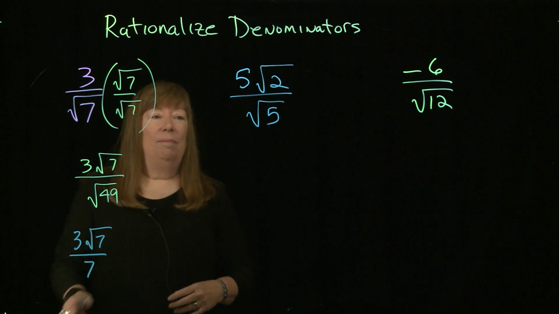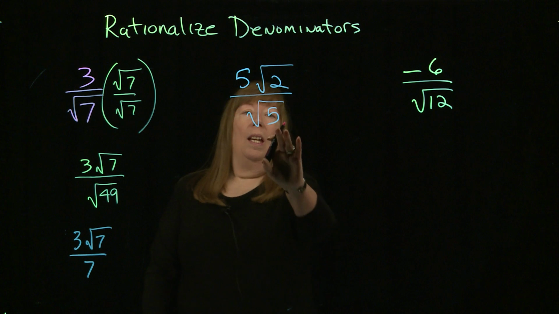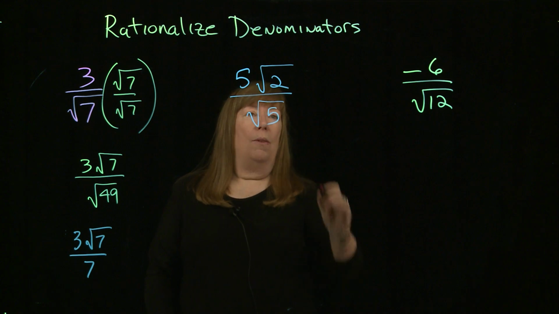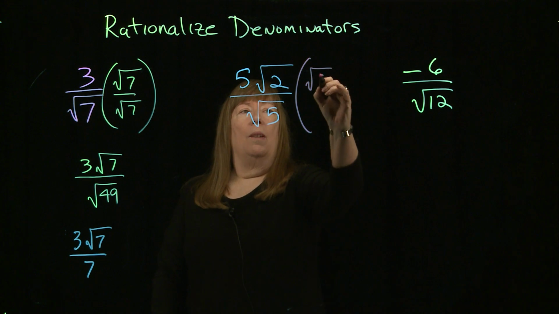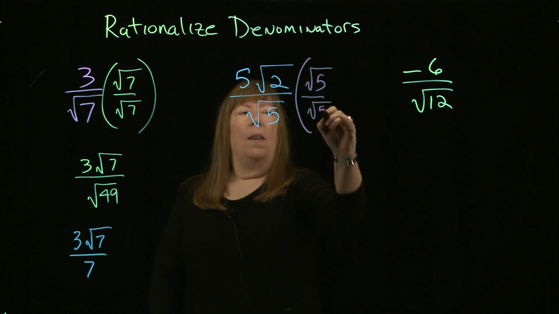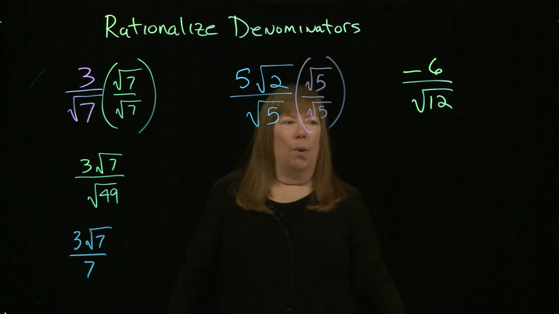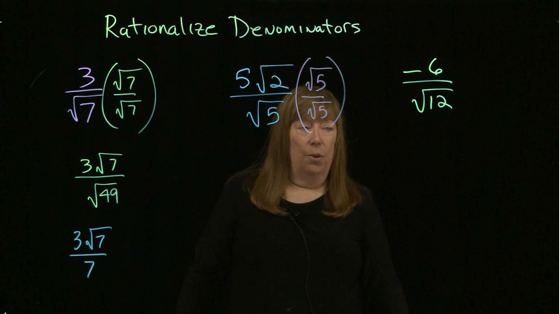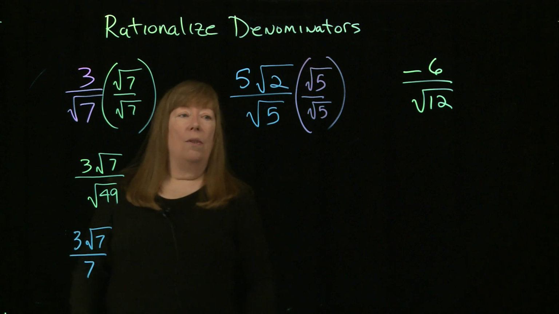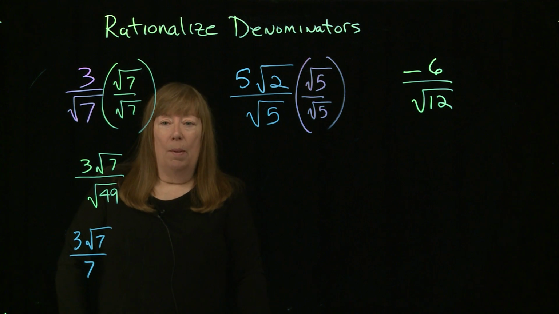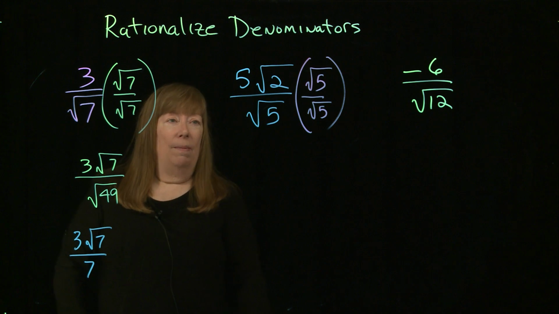Easy enough? Let's try another one. This time I have the square root of 5 in my denominator. I want to get rid of it, so I'm multiplying by the square root of 5 over the square root of 5. And again, the reason I can do that is anything over itself is 1, and when you multiply something by 1, it doesn't change it.